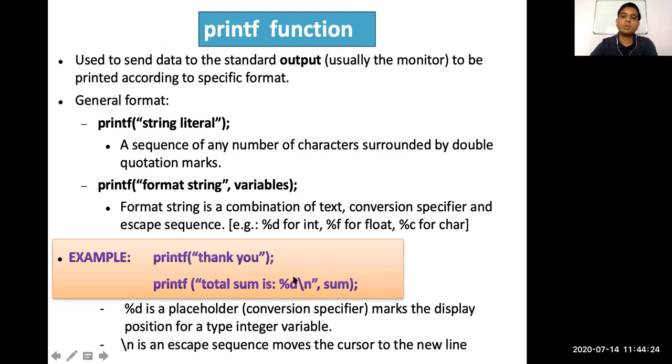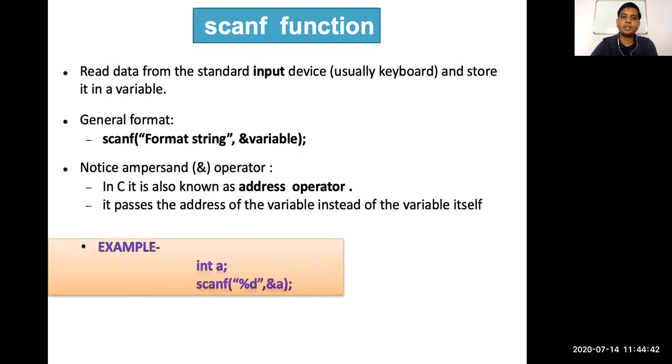It is a placeholder whose value is replaced by the value of the sum. So you can say here the sum value is replaced in the %d. Got it? Okay, and what is \n? \n is the new line character that should be included at the end of your string.